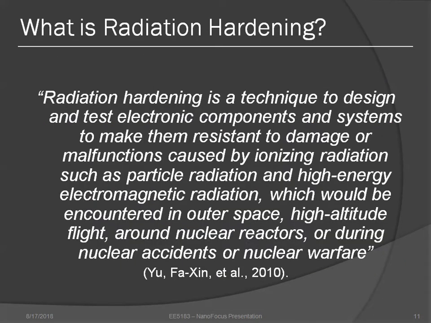Well, you made it through Radiation Effects 101. Good job. So now we're ready to look at radiation hardening. So what is it? Radiation hardening is a technique to design and test electronic components and systems to make them resistant to damage or malfunctions caused by ionizing radiation, such as particle radiation and high-energy electromagnetic radiation, which would be encountered in outer space, high-altitude flight, around nuclear reactors, or during nuclear accidents or warfare.